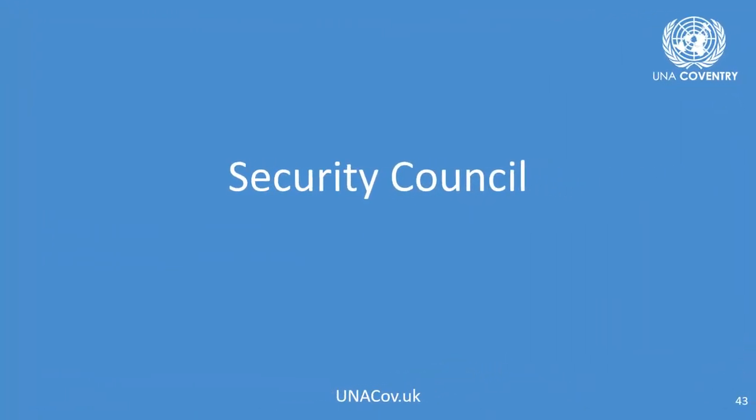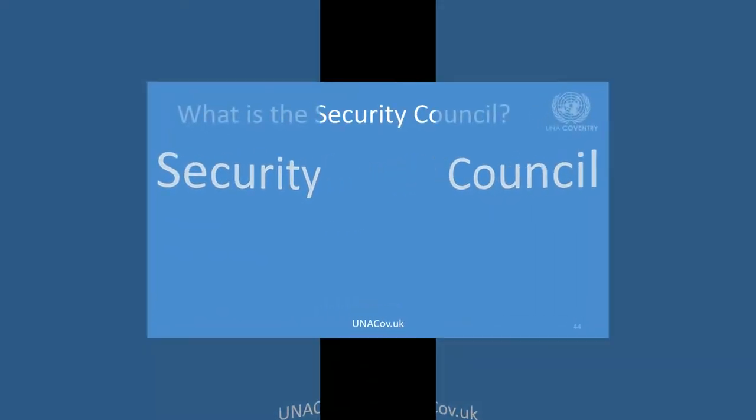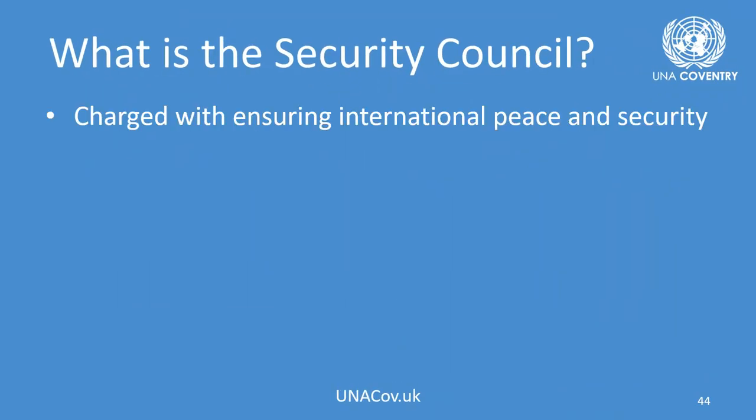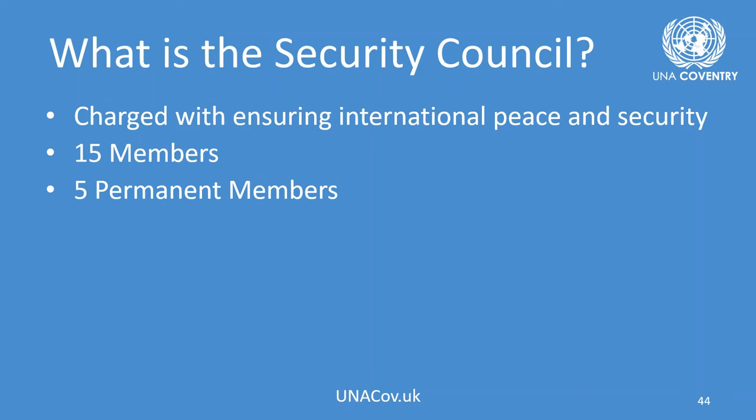I want to talk a little bit about the Security Council, which is one of the main bodies of the United Nations. The other one is the General Assembly, which all member nation states belong to. The Security Council is a much smaller body, and it's charged with ensuring international peace and security. That is what it's supposed to do, in other words, to put the first aim of the UN into practice. It has 15 members. They're all member states, of course.